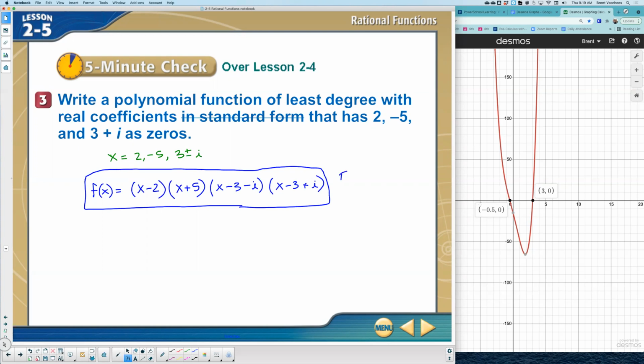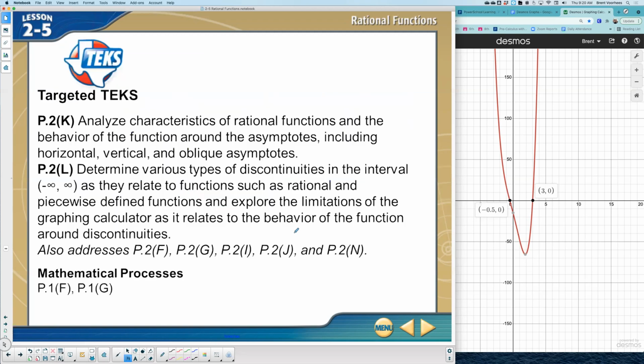This right there is what we call factored form, because they're all written as factors. The beautiful thing about factored form is it tells you your zeros. The nice thing about standard form is it tells you your leading term and it tells you your y-intercept. But we're going to get into that today. Lesson 2.5. So lesson 2.5, we're going to deal with what we call reciprocal or rational functions.